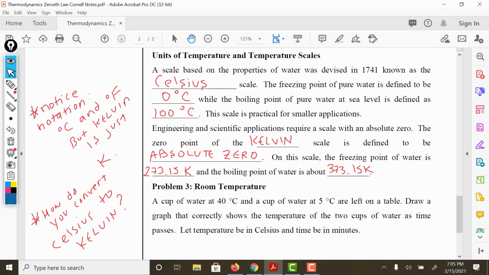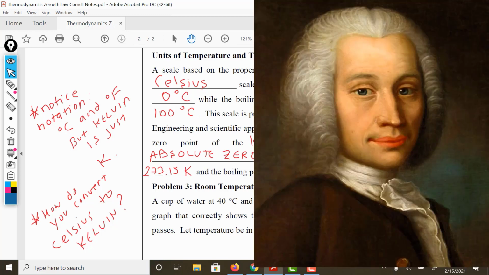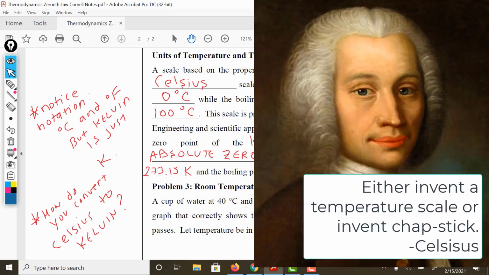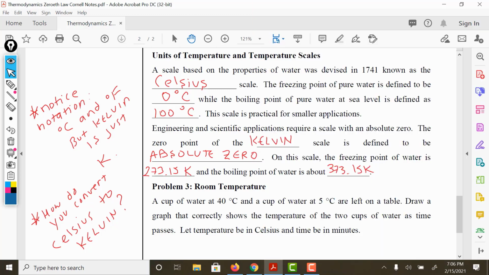So I know we have Fahrenheit for the temperature in America, but the majority of the world uses Celsius, which was a scale that was developed in 1741, and it was based around water. The freezing point of pure water is 0 degrees Celsius, while the boiling point is going to be 100 degrees Celsius.